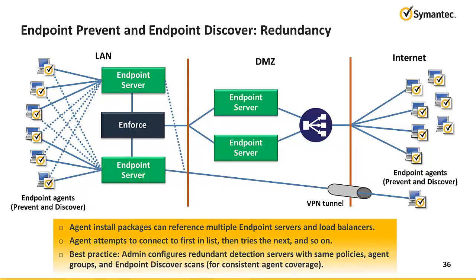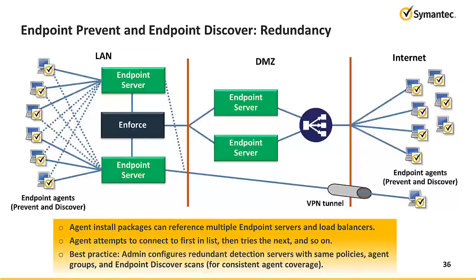For Endpoint Discover, if a failover occurs during a scan, the initial Endpoint Discover scan is aborted. The agent then downloads the scan configuration and policies from the redundant detection server and starts a new Endpoint Discover scan. For this reason, it is important to assign Endpoint Discover target configurations to all redundant endpoint servers.